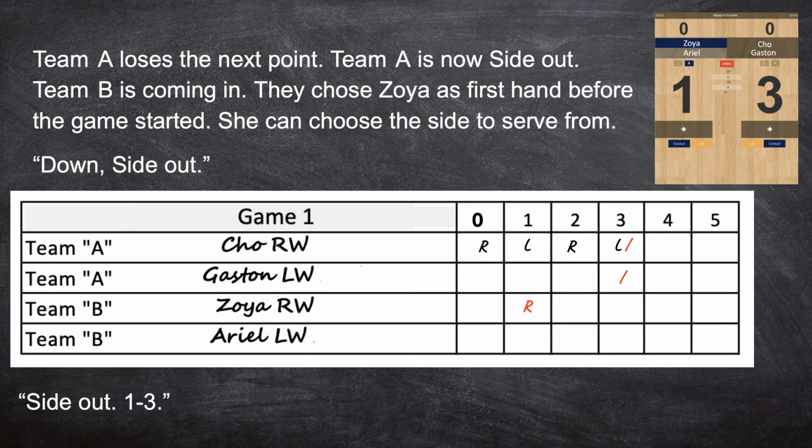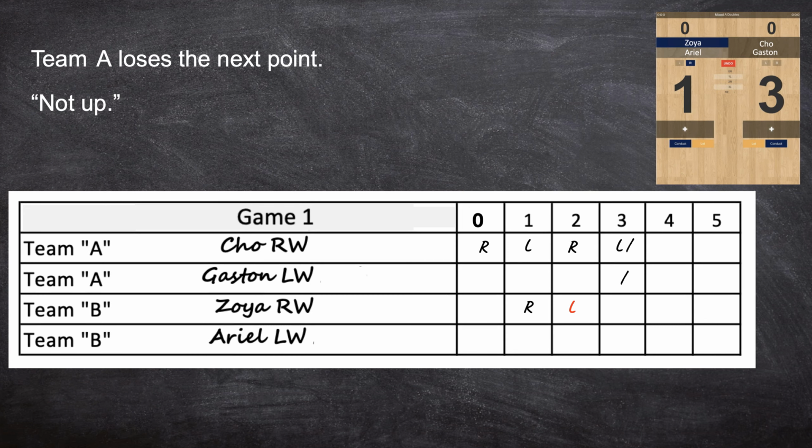Gary just announced the score correctly. If there are several spectators, he could use the opportunity to introduce Zoya. Gary will give an alternate call. Zoya coming in, 1-3. Team A loses the next point, not up. Continue with the alternating service box rotation on Zoya's activity line. Enter L in her point column 2.